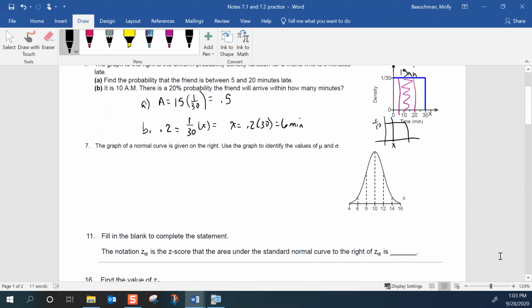Second question, just to practice a little bit. The graph of a normal curve is given on the right. Use the graph to identify the values of the mean and the standard deviation. So the mean is going to be in the middle, 10, and for the standard deviation, since it's labeled 10, 12, 14, 16, 10, 8, 6, 4, what do you have to add to 10 to get 12? That would be 2, so the standard deviation is 2.